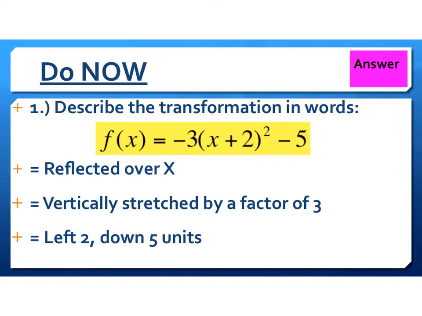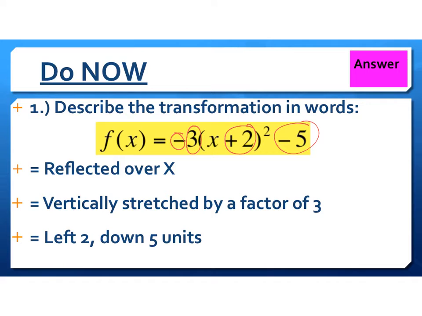In the first do now problem, I want you to describe the transformation in words. So everything has a certain effect. What does the negative do? What does the 3 do? What does the plus 2 do? And what does the negative 5 do? You have to use words to describe all of that.